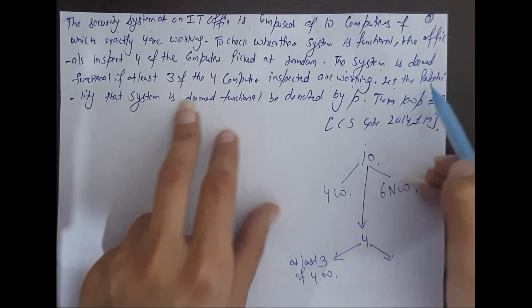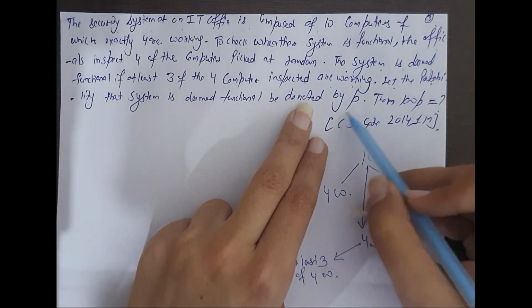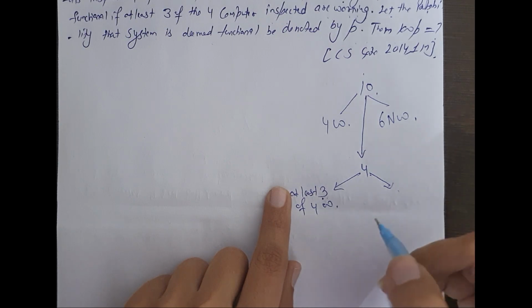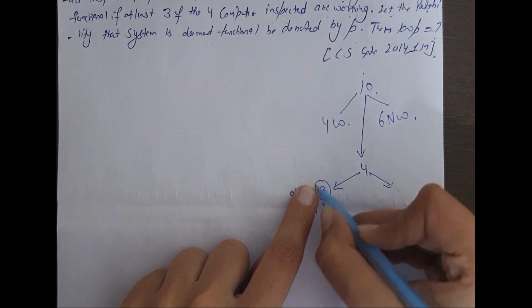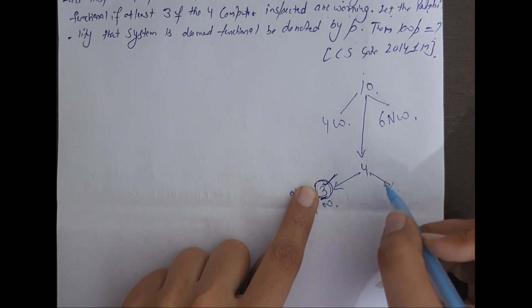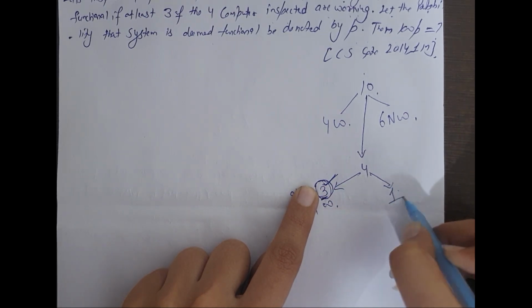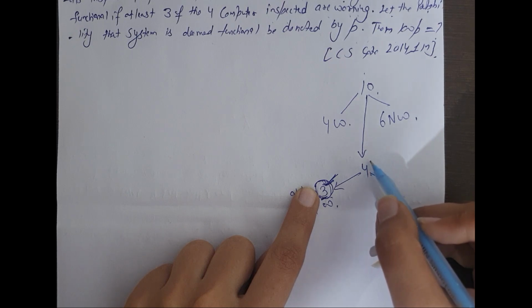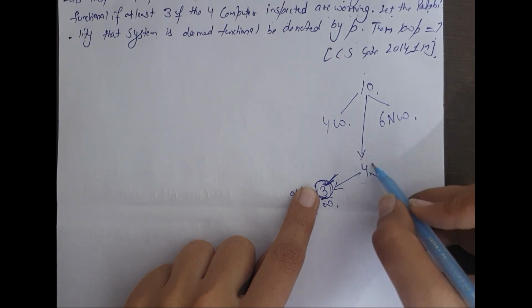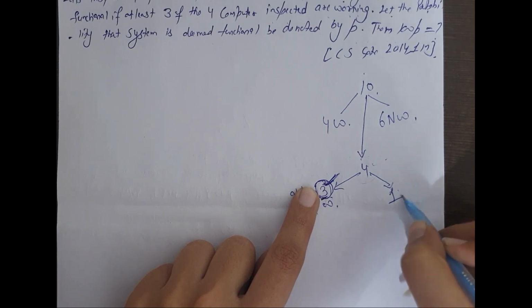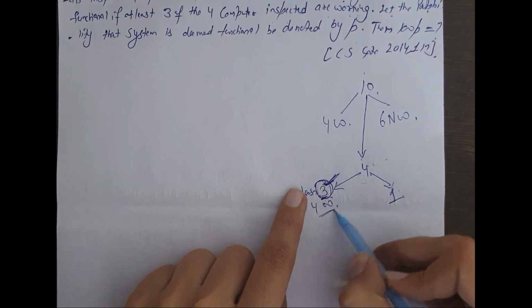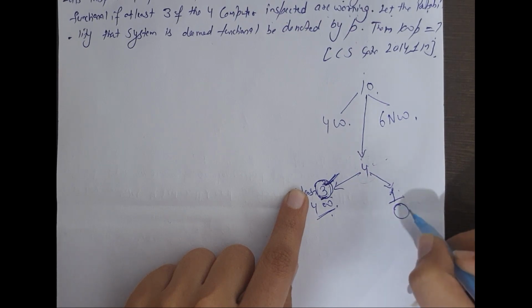Let the probability that the system is deemed functional be denoted by P. At least 3 should be working, or more than 3 can be working. It means that 3 will be working. How many remaining will be non-working? That is 1, because the total number of computers that we are selecting is 4. From 4, if 3 are working, then only 1 remains, which is non-working. It also means that if all 4 are working, then 0 are non-working.